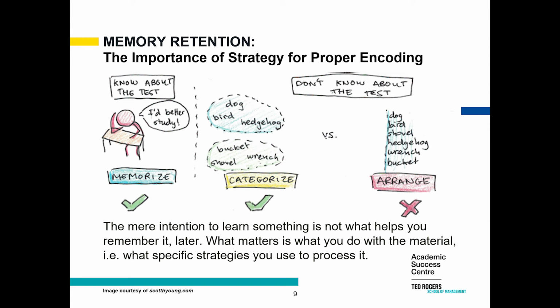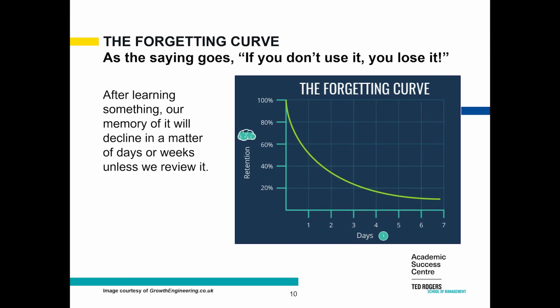What this experiment shows us is that the mere intention of learning something is not what helps us remember it later. What matters is what we do with the material. Specifically, the strategies we employ to help us make connections and process the information. Effective long-term learning is rarely achieved by a one-off studying event, and we usually start to forget what we learned as soon as the event ends.